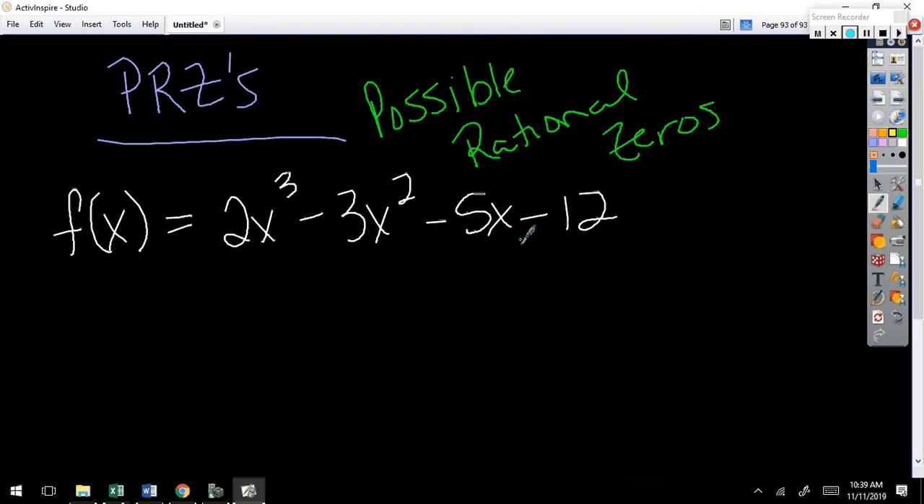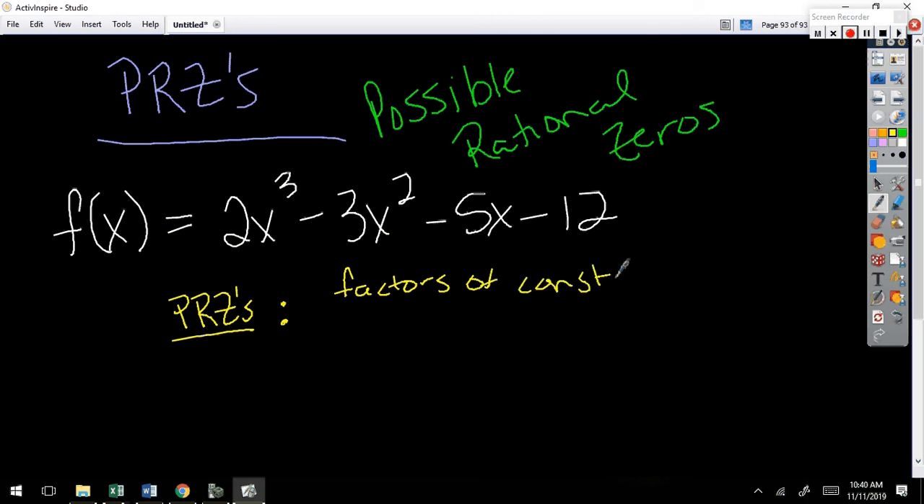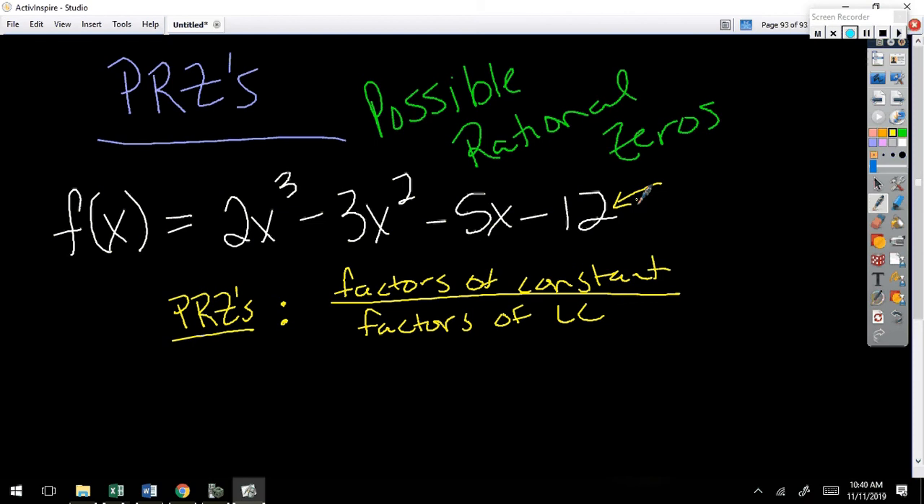Okay, so here's what I want to do. I'm going to list my possibilities, and then I'll start checking to see which one it might be. So to do this, I find the factors of the constant divided by factors of the leading coefficient. So I guess my first question to you would be, what are the factors of the constant?